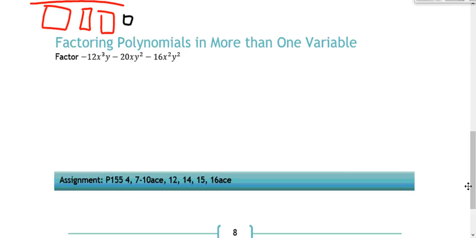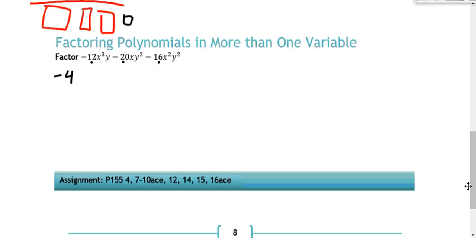Sometimes we will have polynomials with more than one factor. We need to look at the greatest common factor for all of these. So if I look at my GCF of negative 12, negative 20, and negative 16, I could do a factor tree and look at it. You could test values. I look at this and I know that it should be 4. And it's going to be negative 4 because all of these are negative. We should take out negative 4.